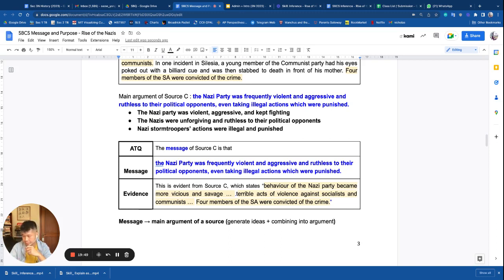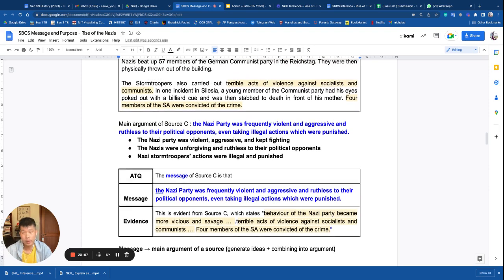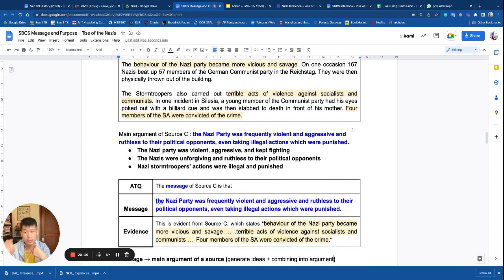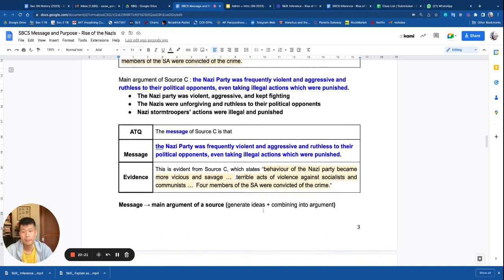Or, was Germany's aggression the reason for World War II? Or, why did the USA lose the Vietnam War? So these are anchor questions where you can start by answering that question, that's how you could start your message answer if you are lost. But those of you who already know how to do message, you can go right in, look for the key ideas. Normally, there will be about 2 or 3 key ideas. You generate those key ideas in your own words, and then weave them together into a main argument. Okay. Please copy this down. Make sure you know, again, message: the main argument of a source; generate ideas, combine into an argument.